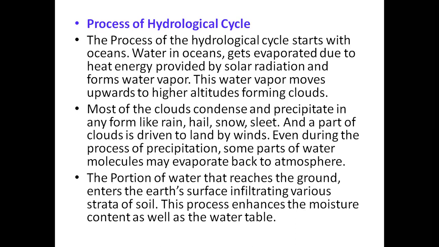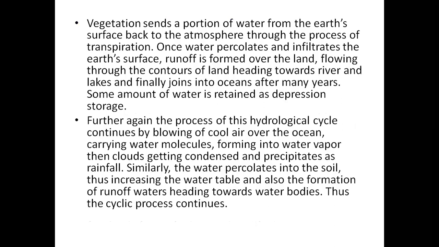The portion of water that reaches the ground enters the earth surface infiltrating various strata of soil. This process enhances the moisture content as well as the water table. Vegetation sends a portion of water from the earth's surface back to the atmosphere through the process of transpiration. Once water percolates and infiltrates the earth's surface, runoff is formed over the land, flowing through the contours of land heading towards the river and lakes and finally joins into oceans after many years. Some amount of water is retained as a depression storage.